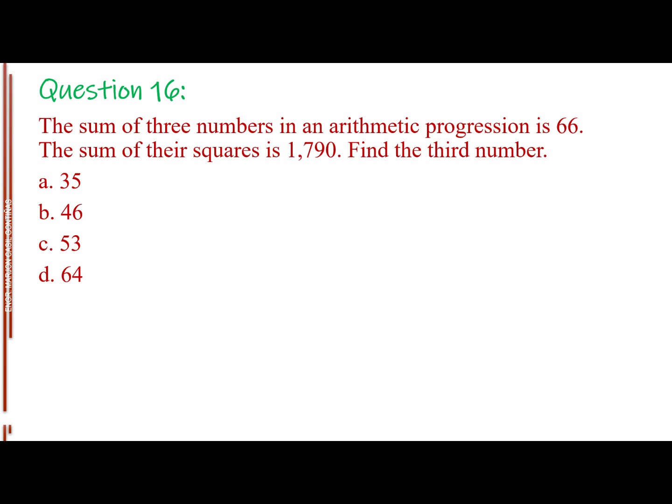The sum of three numbers in an arithmetic progression is 66. The sum of their squares is 1790. Find the third number. Letter A, 35, letter B, 46, letter C, 53, letter D, 64. Your timer starts now.